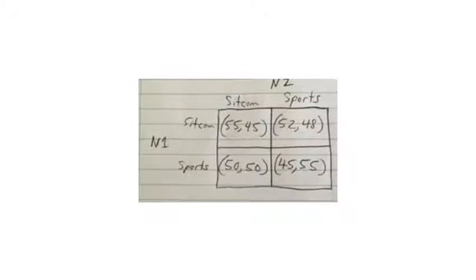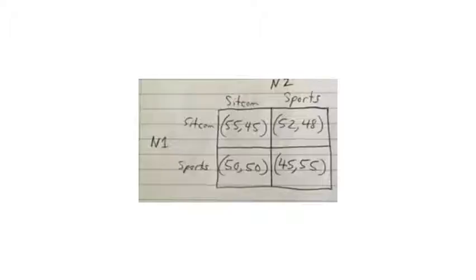This is the normal or strategic form for Battle of the Networks. It includes a row player, network 1, or player 1. This player decides vertically which type of programming to choose, sitcom or sports. And then network 2 chooses horizontally between sitcom and sports.